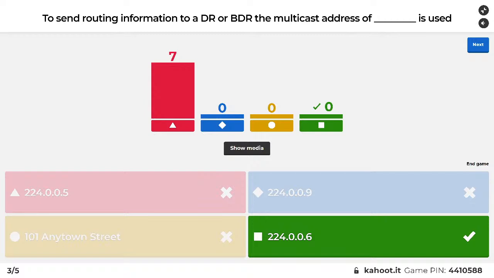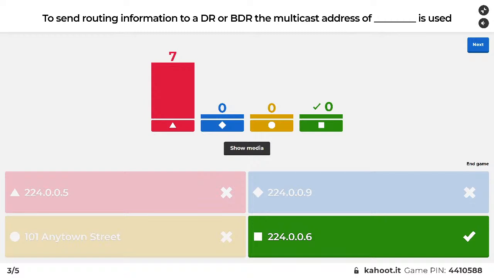Multicast. Okay. The IPv4 multicast address is 224.0.0.5 to send to all OSPF routers, and 224.0.0.6 to send to BDRs and DRs. So that's a tricky one right there. Let me pull up the white paper just to triple check though, all right? Let me pull this up real quick.